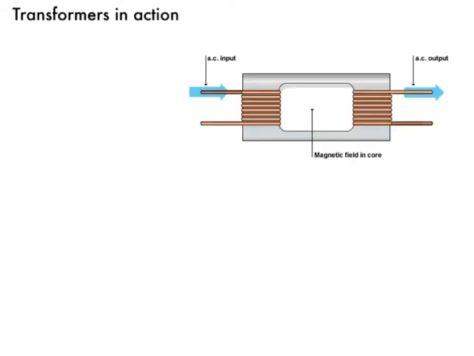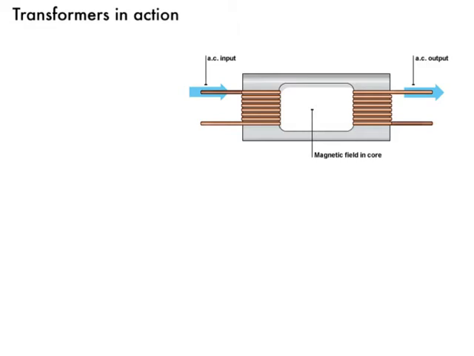So the national grid uses these things, which are transformers. It uses step-up transformers to increase the potential difference from power stations for transmission across the country, and it uses step-down transformers to reduce the potential difference to a level that is safe for us to use, basically.